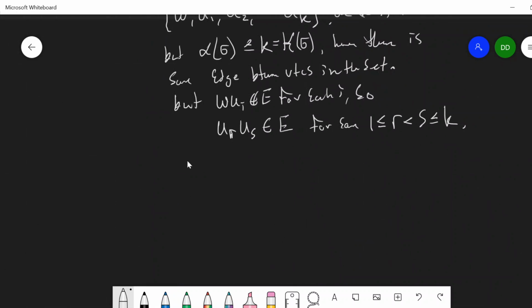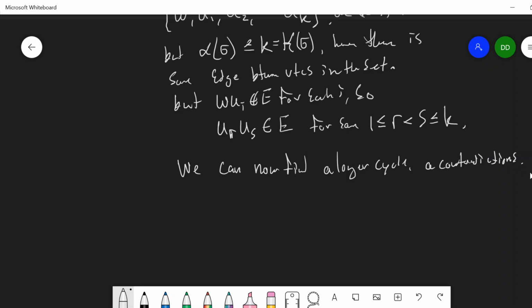So I guess I just showed you up there. This is why I called it a proof sketch and not a proof. We can now find a longer cycle, which is a contradiction. And so it must have been the case that this cycle contained every vertex. And that concludes the proof.